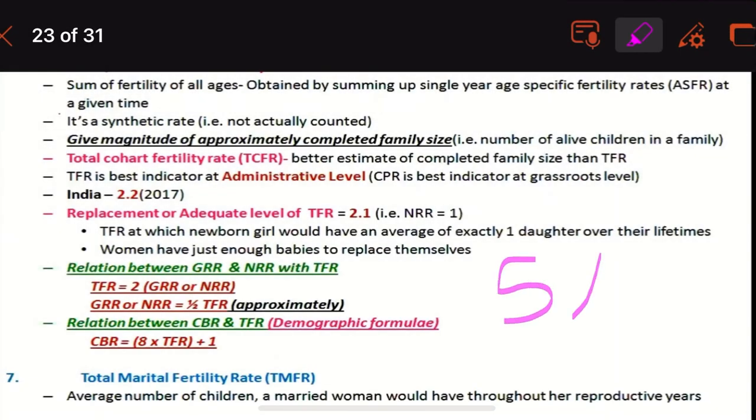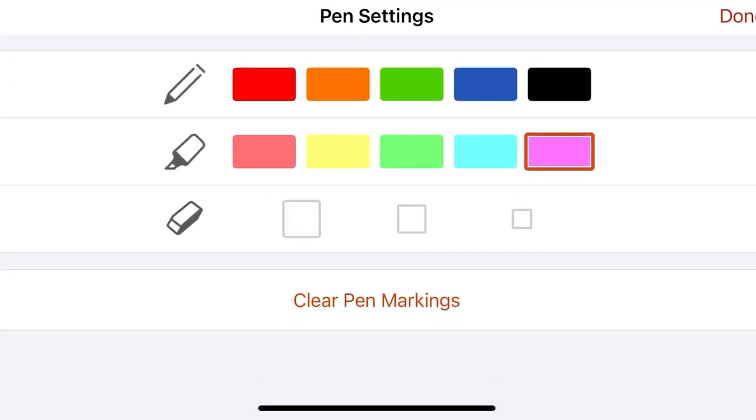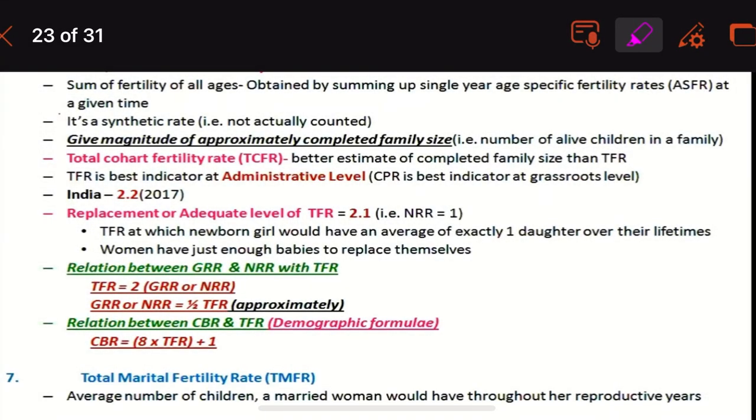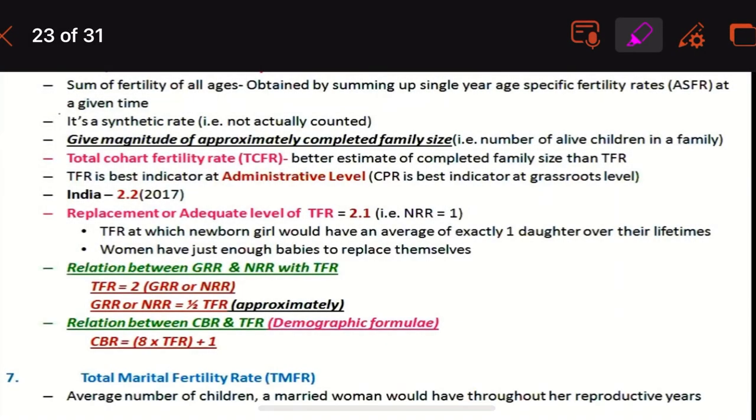It is 5 into the sum of the entire age groups, that is 15 to 19 up to 45 to 49, divided by 1000. So why did we take this 5? The 5 is because we are considering 5-year age groups. If you're considering 4 age groups, you should multiply it by 4. If you're considering 3 age groups, multiply by 3. Based on the number of age groups you are considering, you have the multiplication.